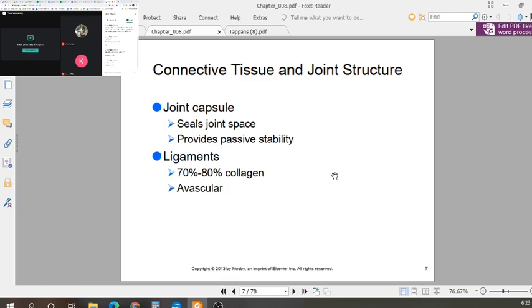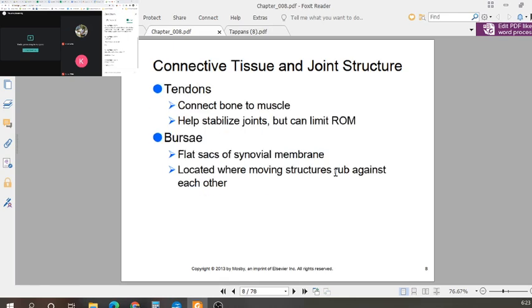A tendon is also dense, but it connects bone to muscle, as I mentioned. So it's also a stabilizer, just like a ligament, but it will have less support than a ligament will have. So it can limit your range of motion of the joint. If your tendons are super tight, then your range of motion will be reduced from its normal range that the joint is supposed to have, however many degrees.